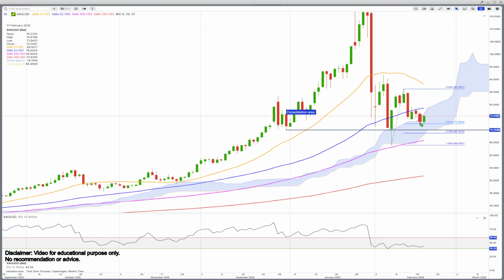We are still in the cloud, so we are in a neutral position, with positive sentiment on the RSI, so we should also see higher levels there on silver. But it needs to at least get back above the 55 moving average and above the cloud to give an indication that it will do that. And the 86.30 peak there, if it takes it out, then we have re-established a bullish trend.